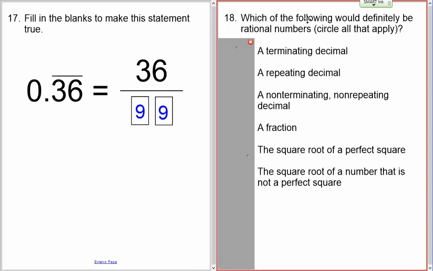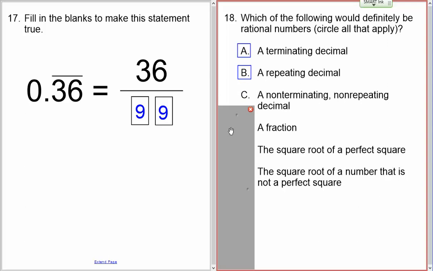Which of the following would definitely be rational numbers? Circle all that apply. A terminating decimal. Any number that terminates is definitely rational. Repeating decimals. Any repeating decimals, they are also rational. Non-terminating, non-repeating decimals are irrational.